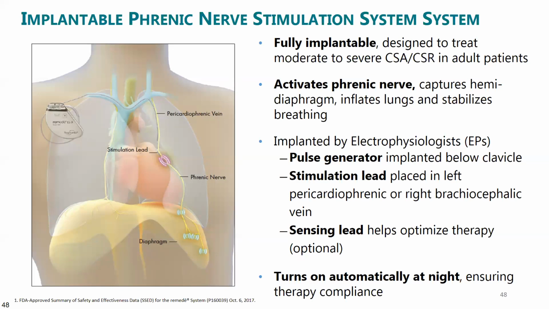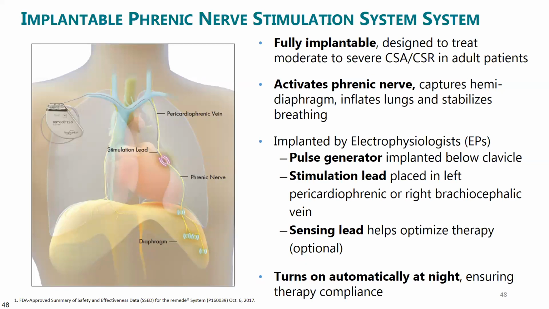The stimulation lead is passed transvenously, either to the left pericardiophrenic vein or to the right brachiocephalic vein, in close proximity through the venous wall to the phrenic nerve on either side. And a sensing lead is optional, but does help to identify the exact stimulation frequency or intensity that leads to an optimization of diaphragmatic capture and stabilization of ventilation.